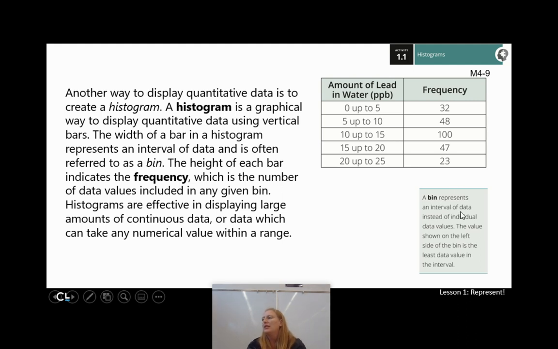So a bin represents an interval of data instead of individual data values, right? The data value shown on the left side of the bin, on the left side of my table, is the least data value in the interval. So in this bin, we're talking anywhere from 0 to 5, 0 being the least, 5 being the most.